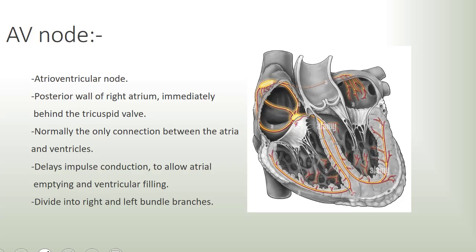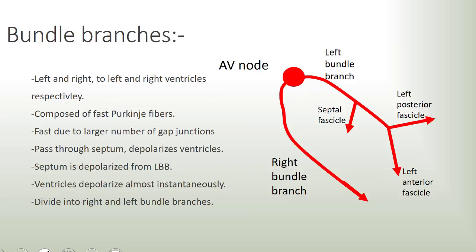The AV node is within the right atrium as well, within the posterior wall, and it is right behind the tricuspid valve right here. The AV node would then send the impulses to the right and the left bundle branches, right here, and then the right bundle branch will then depolarize the right ventricle, and the left bundle branch will depolarize the left ventricle.